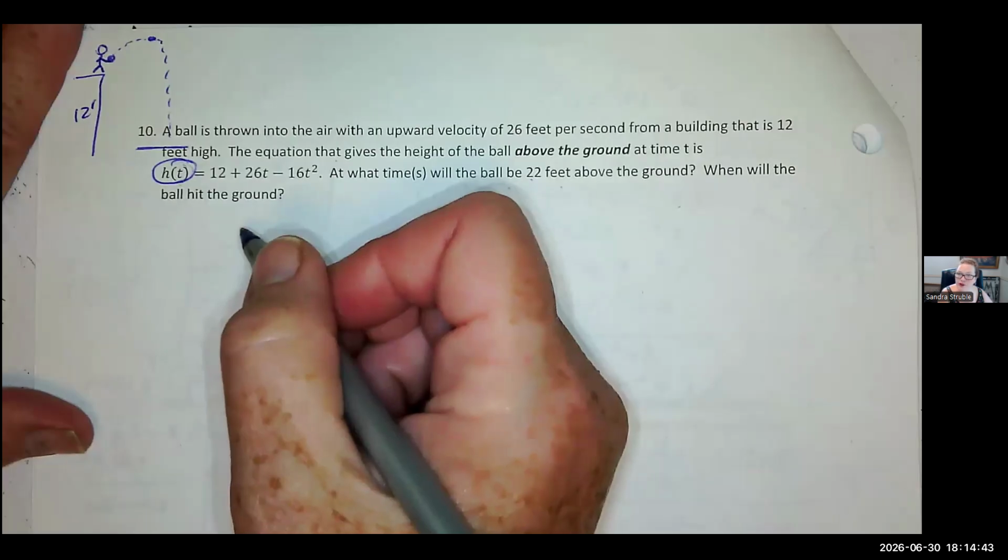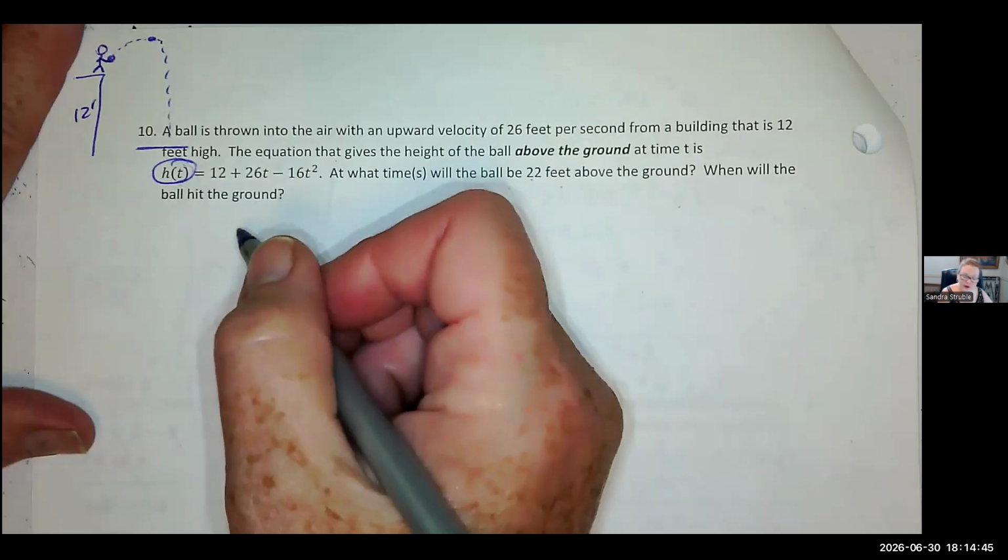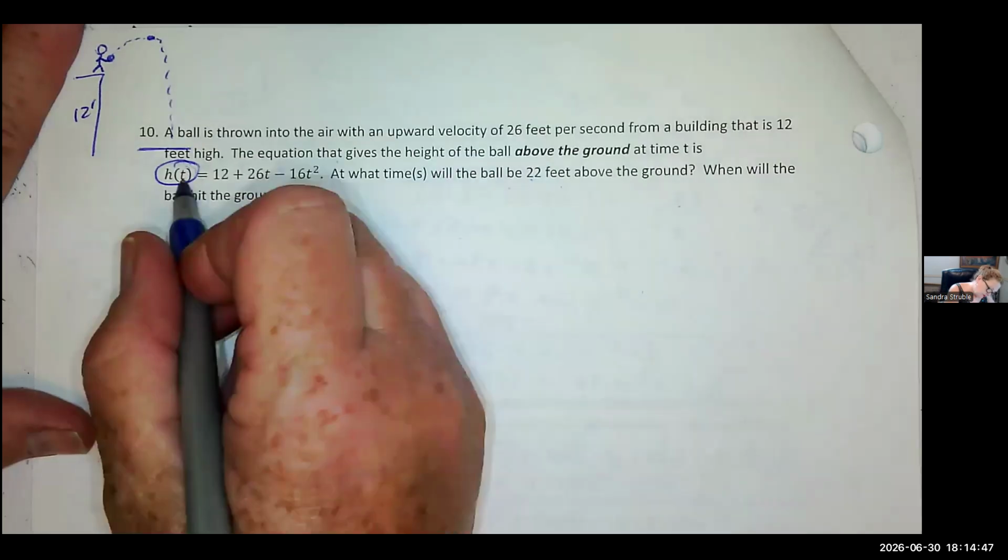So the first thing we're going to do is substitute 22 for the height, for the h of t.